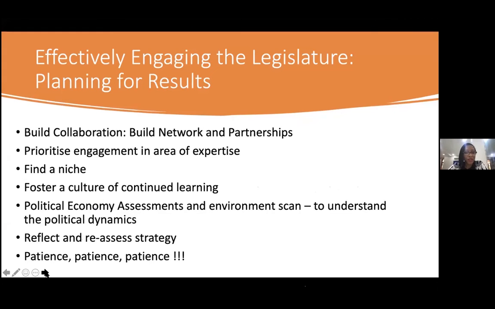So for planning for results, I think these are things that most of us may have had at one time or the other because of our work: building collaboration, prioritizing engagements in your area of expertise, and then finding a niche. I think this cannot be overemphasized because as civil society organizations, as citizens, you really cannot spread yourself thin. It's really important to find your niche.